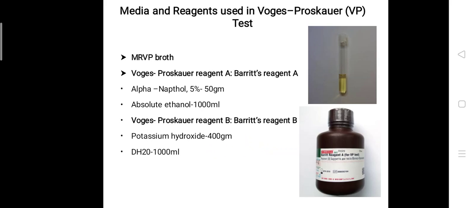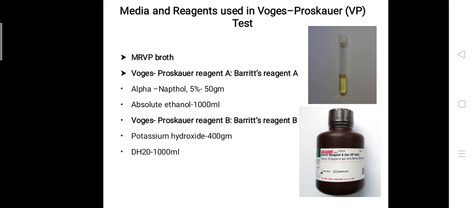Now let us see the reagents and materials we require to perform the VP test. Here we are going to use the MRVP broth, which is also used for the methyl red test. Then Voges Proskauer reagent A, also called Barritt's reagent A, and Voges Proskauer reagent B, Barritt's reagent B.